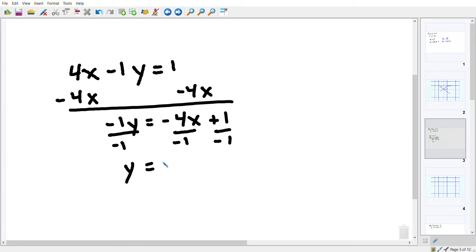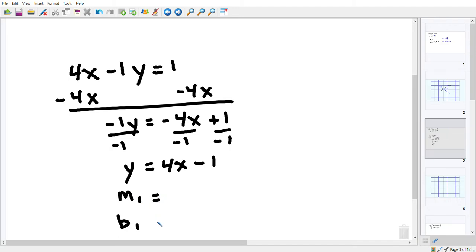Which will give us the y equals that we desire, which will allow us to graph line 1. Then we can focus on graphing line 2. So for your x part, we've got a negative divided by a negative, which of course is a positive 4x. For the integer at the back, a positive 1 divided by a negative 1, which is a negative 1. Again, we don't want to make any sign errors.